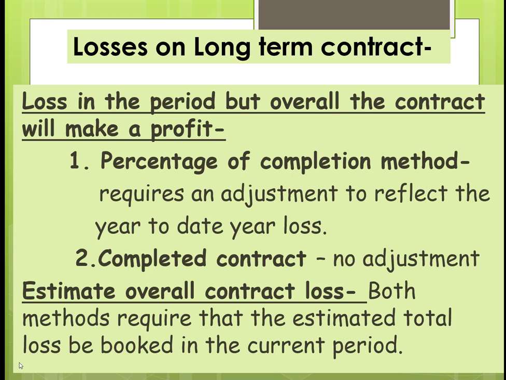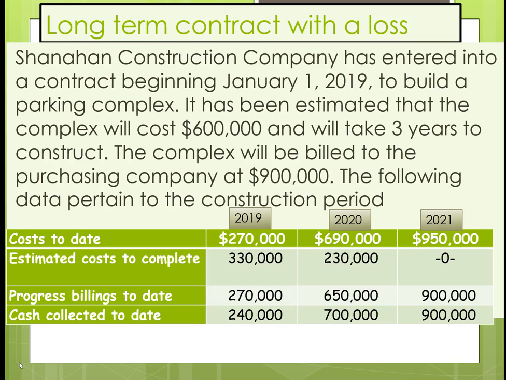Now we're going to take a look at an example. Shannon Construction has entered into a contract beginning 2019 to build a parking complex. It's going to be $600,000 cost over 3 years. We're going to bill the customer $900,000, and this is what's happened between 2019 and 2021. We have cost to date, estimated cost to complete, progress billings, and cash collected. So now we'll go through the process.